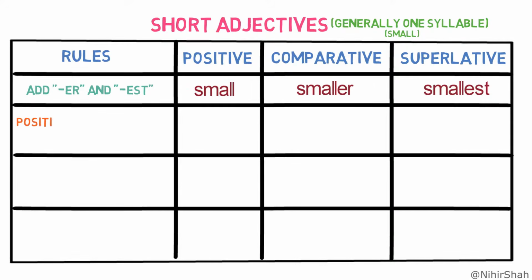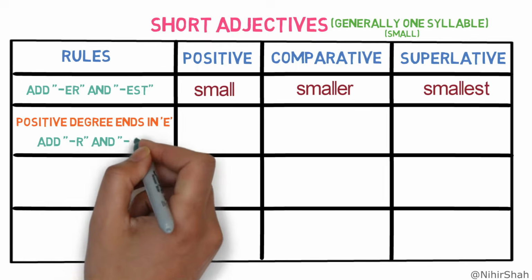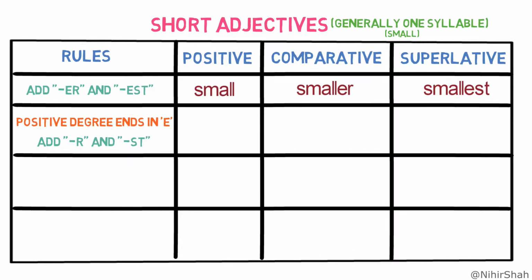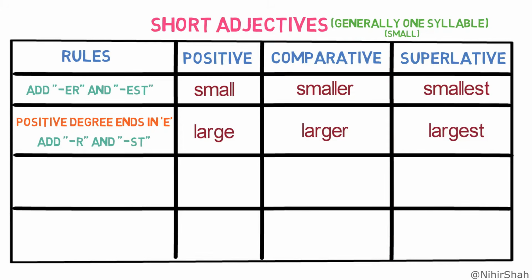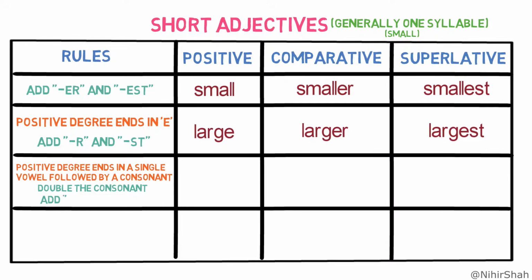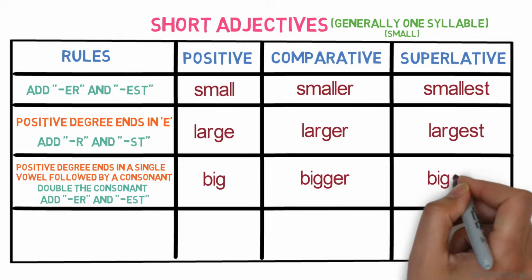If a positive degree ends in an e, we simply add r for the comparative degree and st for the superlative degree. For example, large, larger, largest. If a positive degree ends in a single vowel followed by a consonant, we double the consonant and add er for the comparative degree and est for the superlative degree. For example, big, bigger, and biggest.